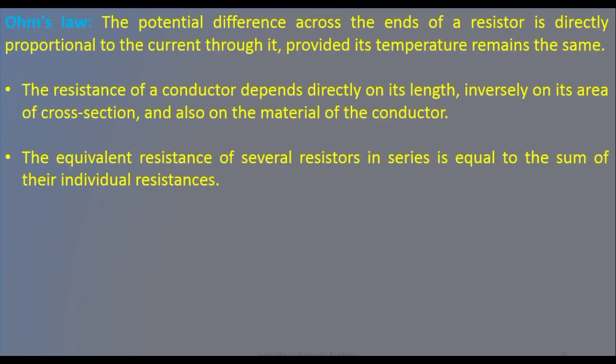Ohm's law states that the potential difference across the ends of a resistor is directly proportional to the current through it, provided its temperature remains constant. The resistance of a conductor depends directly on its length, inversely on its area of cross section, and also on the nature of the material of the conductor. The equivalent resistance of several resistances in series is equal to the sum of their individual resistances, but in parallel it is the sum of their reciprocals.